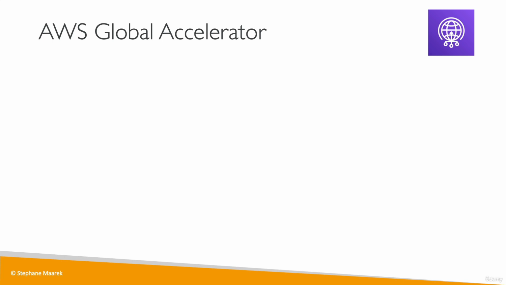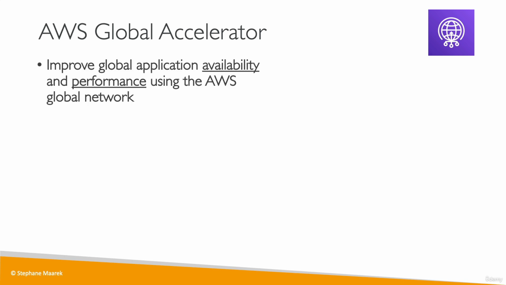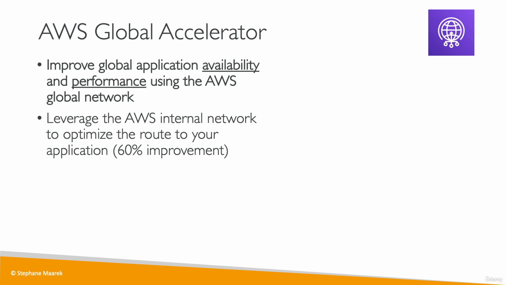So now let's talk about the AWS Global Accelerator. It is used to improve the global application availability and performance using the AWS Global Network. The idea is that your requests are going to be routed through the internal network we saw from before from AWS, and this is going to allow you to optimize the route to your application for about 60%.